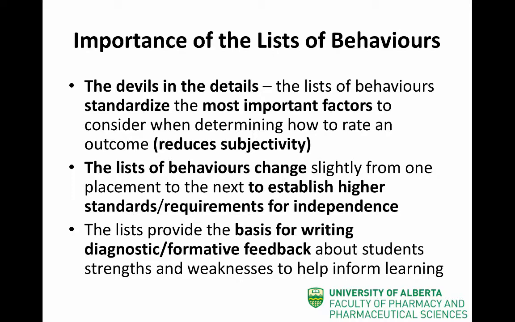Now, the lists of behaviors are meant to change slightly from one placement to the next. And this is important because the outcomes themselves actually don't change. Finally, the lists of behaviors provide a strong basis for writing and providing diagnostic and what we call formative feedback. So if a student is struggling and you've identified one or two of the skills from the list as the basis for that, then those are the skills that should be referenced in the feedback provided to students at midpoint, throughout the placement where possible, and used as a basis to guide future learning and to inform areas where the student might want to be observed more or practice more.